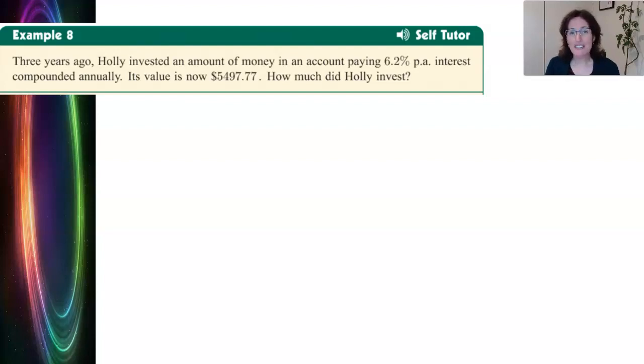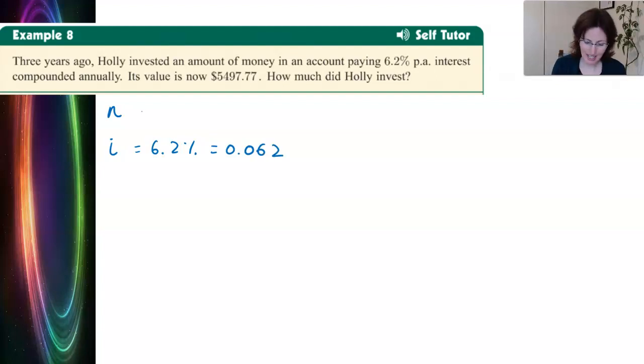3 years ago, Holly invested an amount of money in an account paying 6.2% interest compounded annually. We could stop there before we've read any more of the question. Well, we've got our n and our I there. Our I, the 6.2%, is also equal to 0.062. n is compounded annually, so that is once a year. And for how many years? It says it right at the beginning of the question, 3. It says it in words though, not as a number.